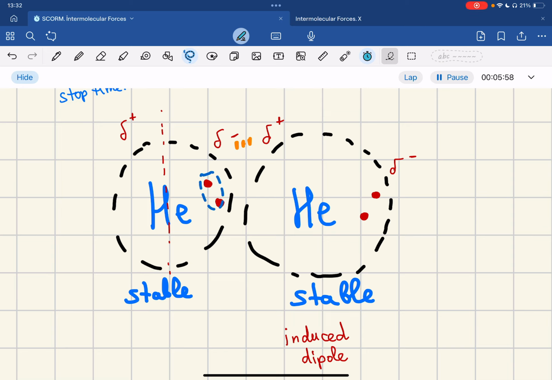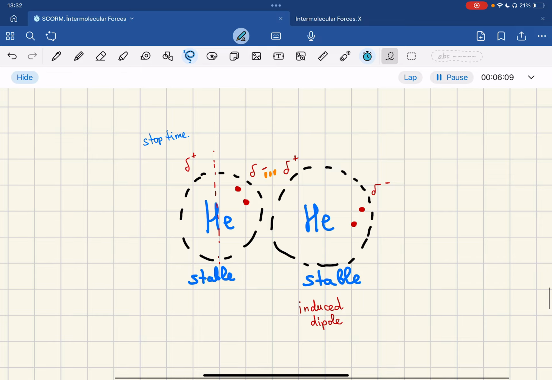But will this force stay like that forever? No. Why? Because these two electrons will come in here, and this charge will be plus, so it will break again. Then after some time, it will form again. So it's going to be bond breakage and bond formation.